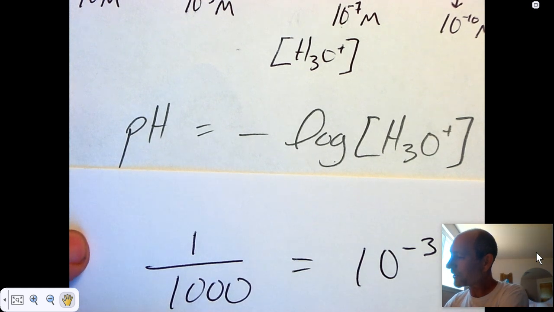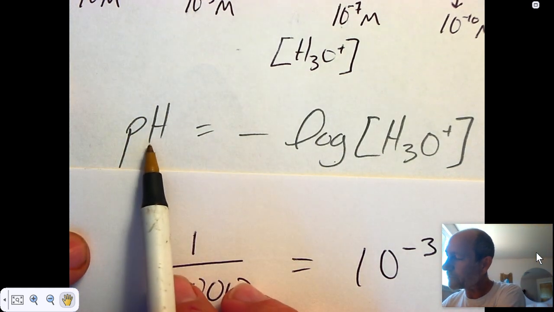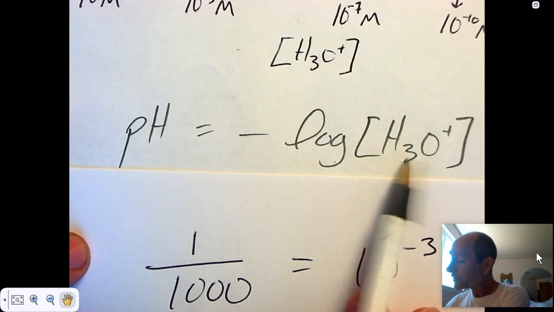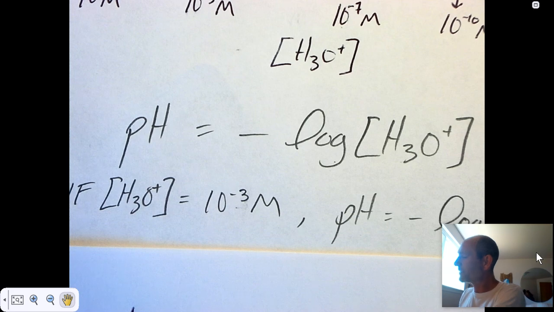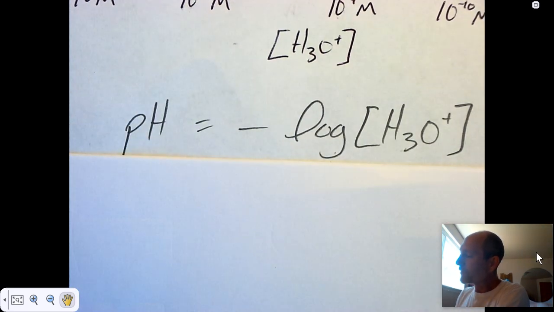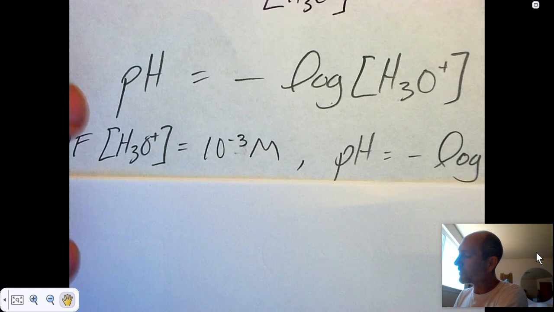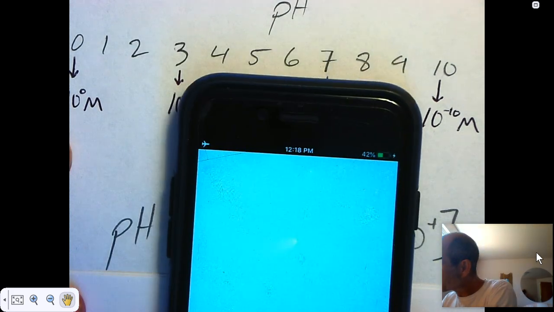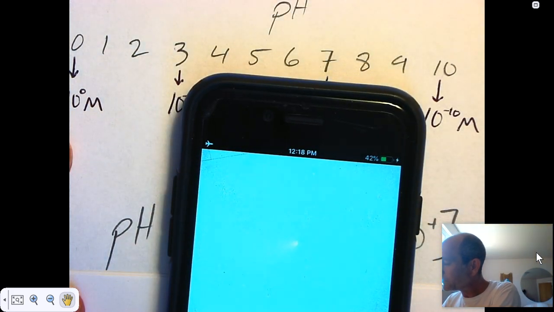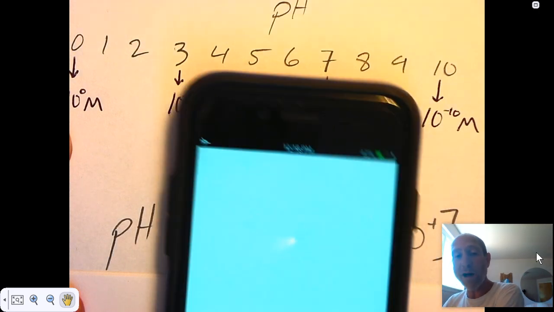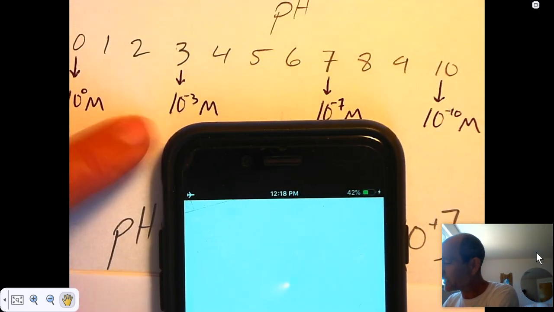So here's how it works. If you want to find the pH, you need to know the concentration of hydronium. So if the concentration, let me get rid of this so that it's not confusing us there. So if you know the concentration of hydronium, like in this case right here, 10 to the negative 3 molar, then here's what you do. Go to main right here, and we want to find the log of 10 to the negative 3.